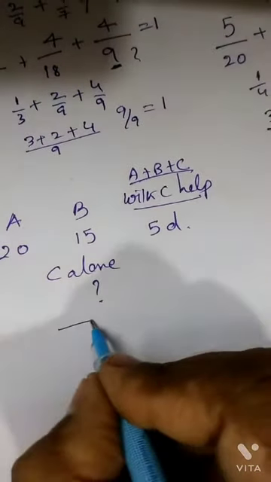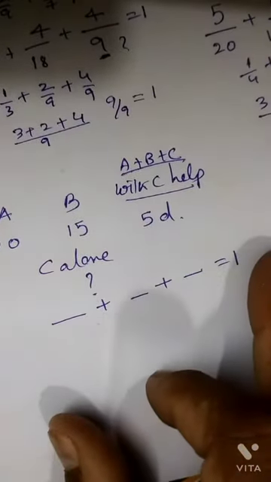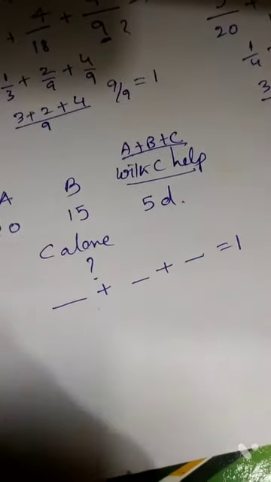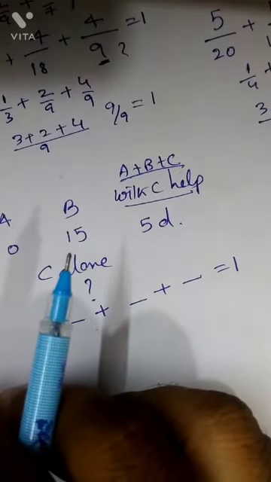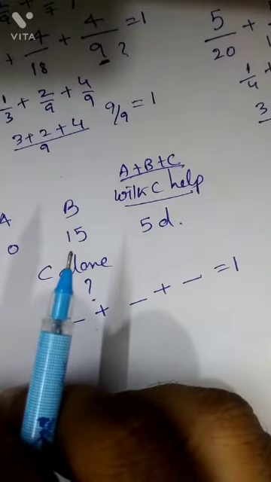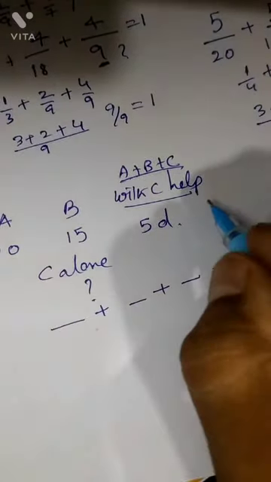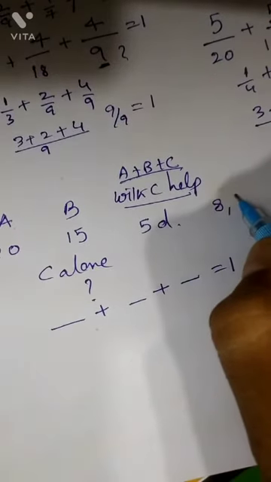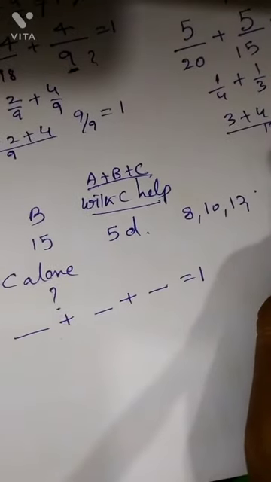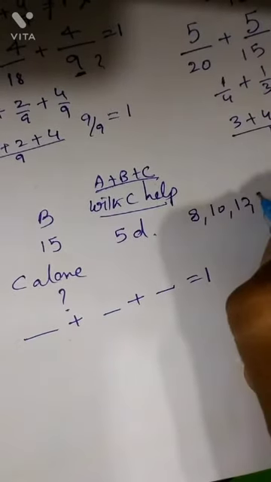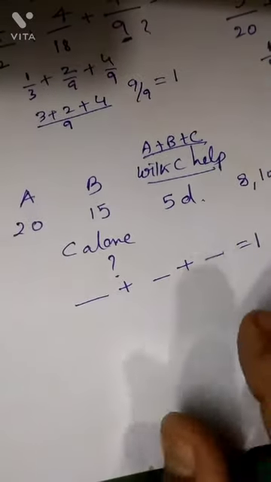So I'm going to give a trick: dash plus dash plus dash equal to 1. But one thing, we need options here. The options are, say, 8, 10, 12 and 15. That is the options: 8, 10, 12 and 15.